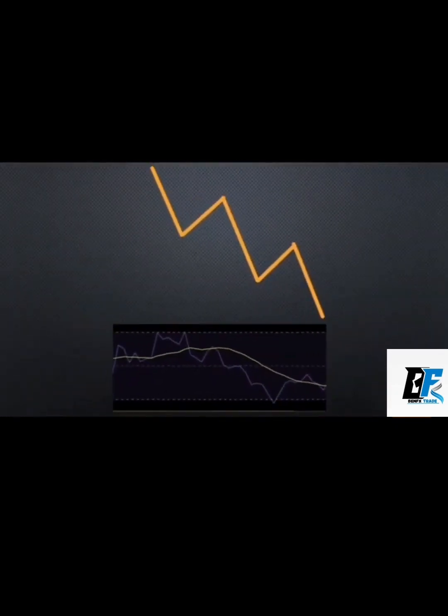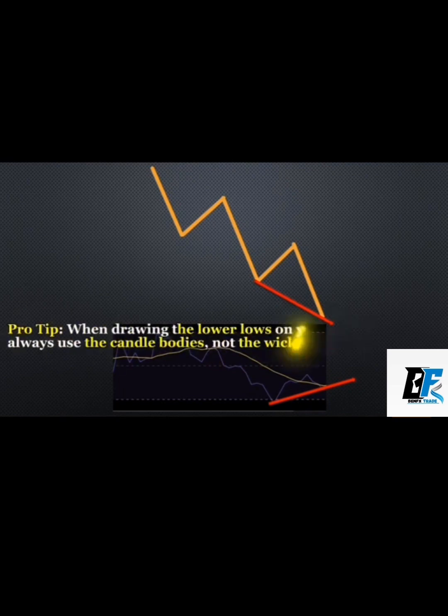And there are two key types of divergence. Bullish divergence. This occurs when price forms lower lows, but the RSI forms higher lows. That's your first clue that sellers are losing momentum, and a bullish reversal could be just around the corner. Pro tip: when drawing the lower lows on your chart, always use the candle bodies, not the wicks. It gives a more accurate read of market structure.